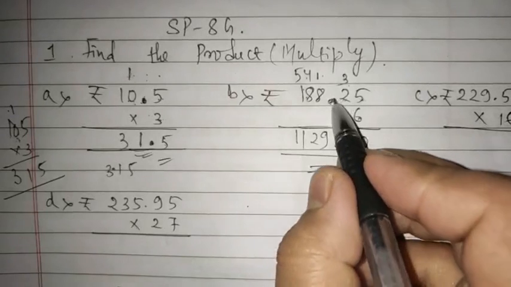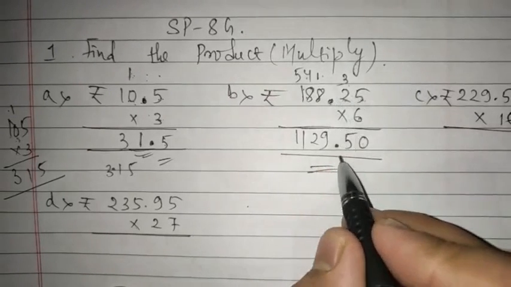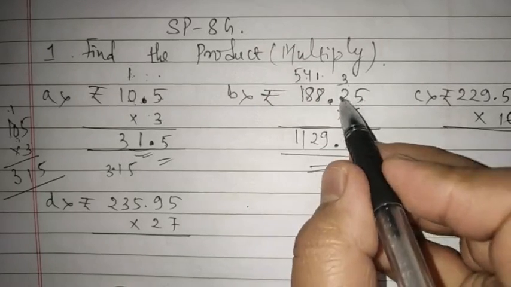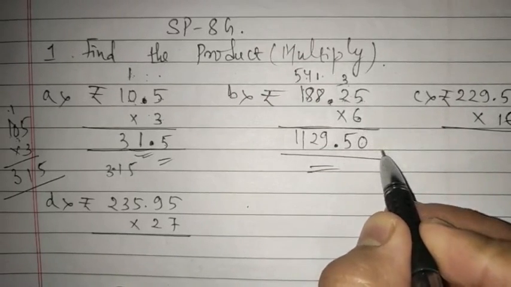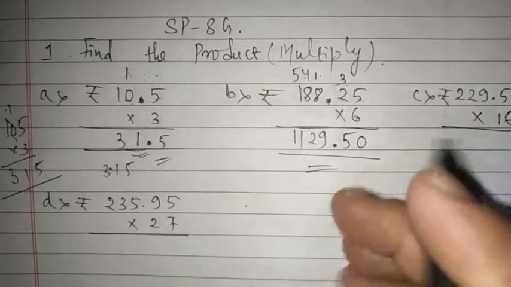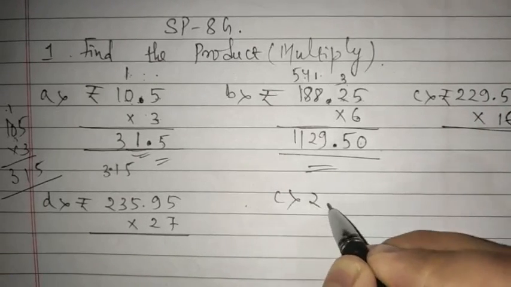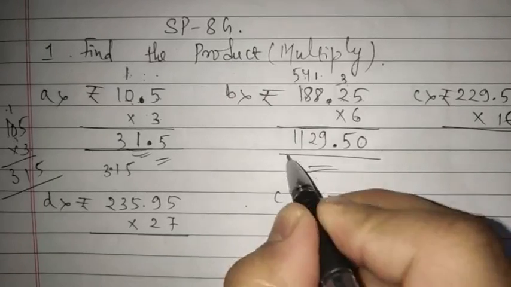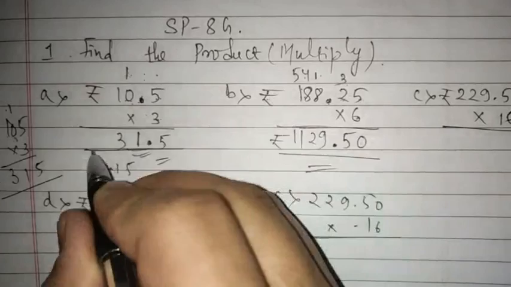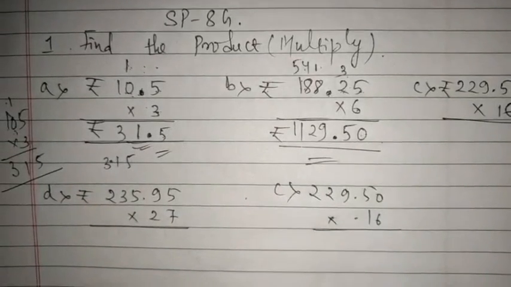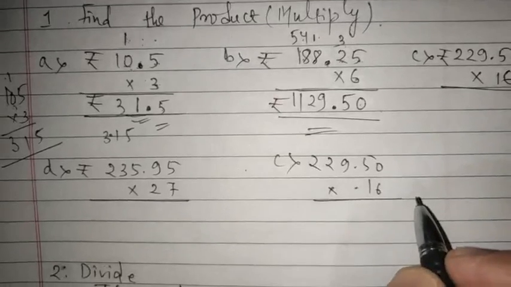Just see, after the decimal there were 2 digits. Now in the answer also, after the decimal there are 2 digits. If after the decimal there are 3 digits, there will be 3 digits only. Okay. So this one is not visible. So part C I am writing here, 229.50.16. Okay, don't forget to write rupees, because the rupees sign is mentioned here. So in the answer also you'll write rupees 31.9. Okay, part C I am doing here.